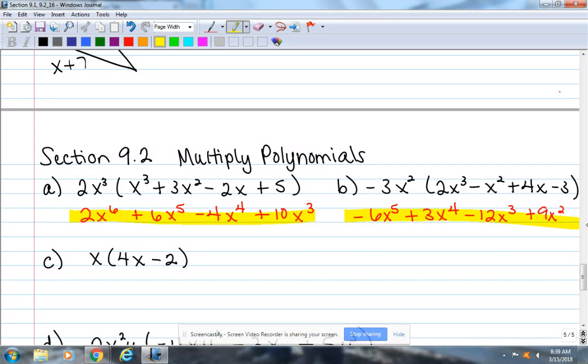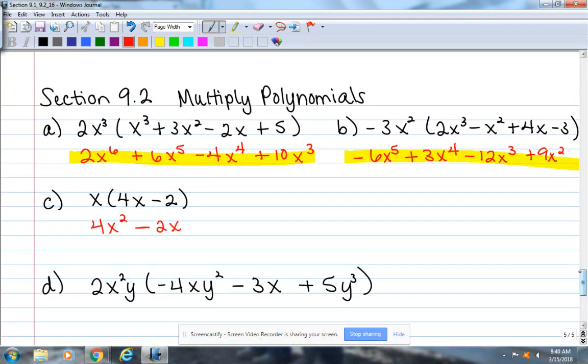But don't let that make you feel all big and bad, because sometimes we can do the big long ones, and with the little easy ones we mess up, okay? So what do you think is x times 4x? 4x squared, isn't it? Yeah. So we get so caught up on learning how to do the big ones, sometimes we forget how to do the little ones. And what's x times negative 2? Negative 2x. So this one's just 4x squared minus 2x. Any questions?